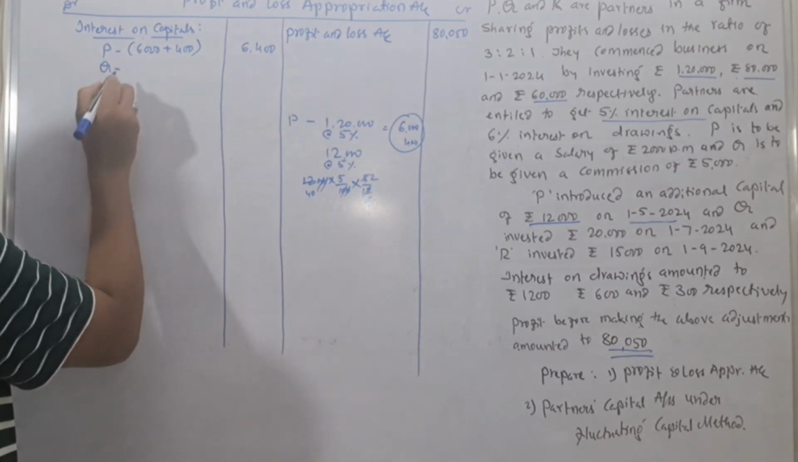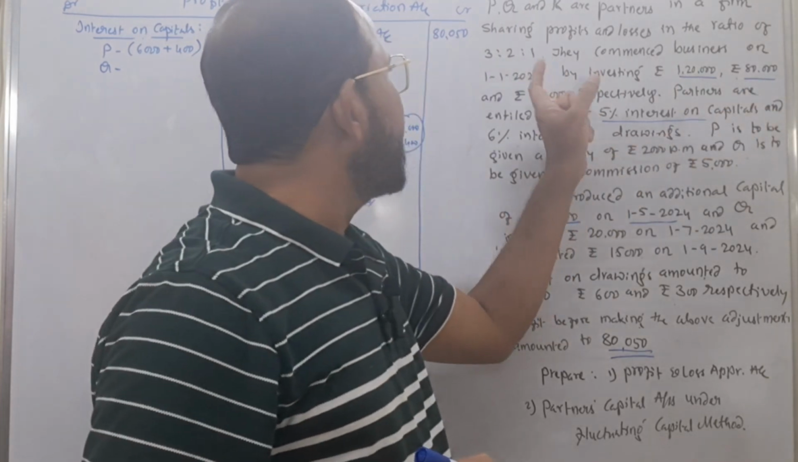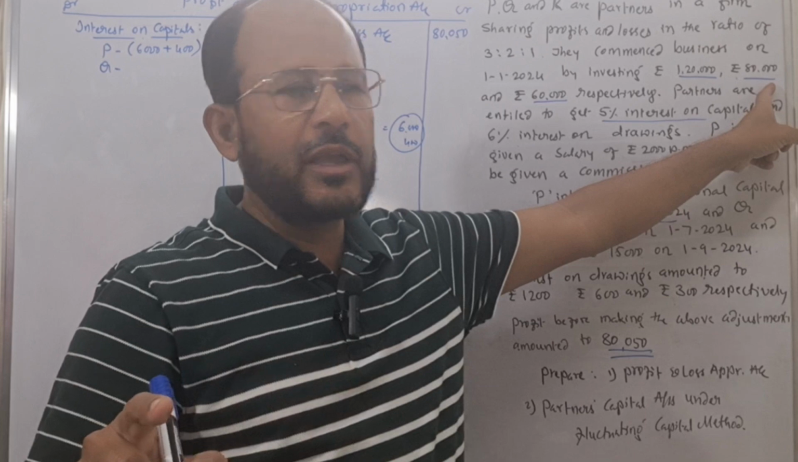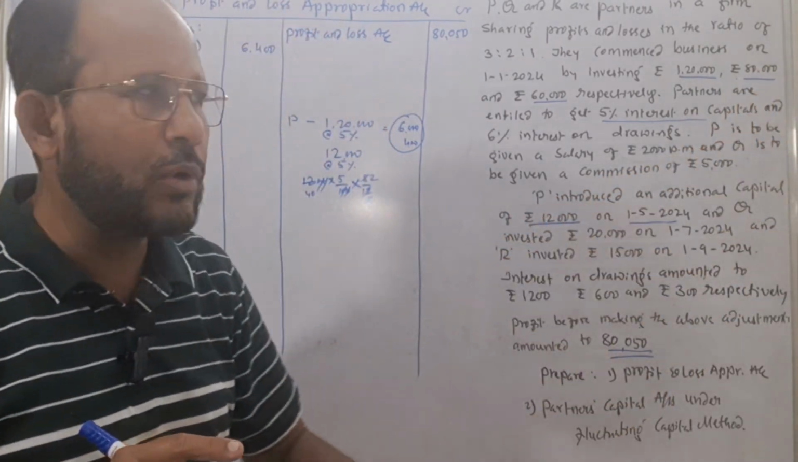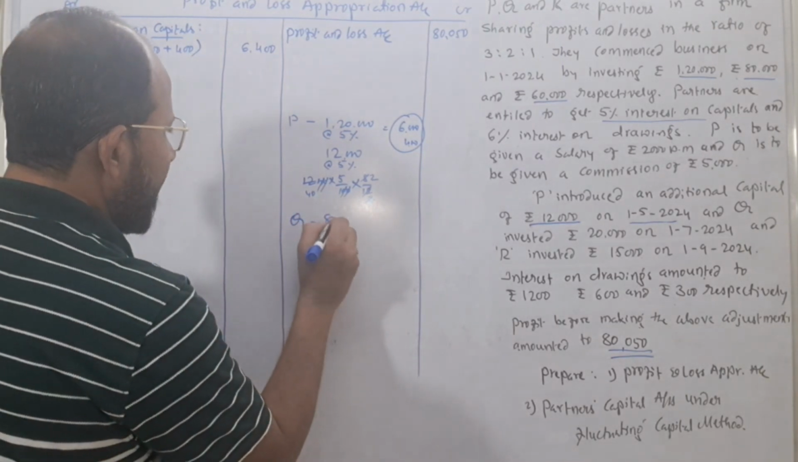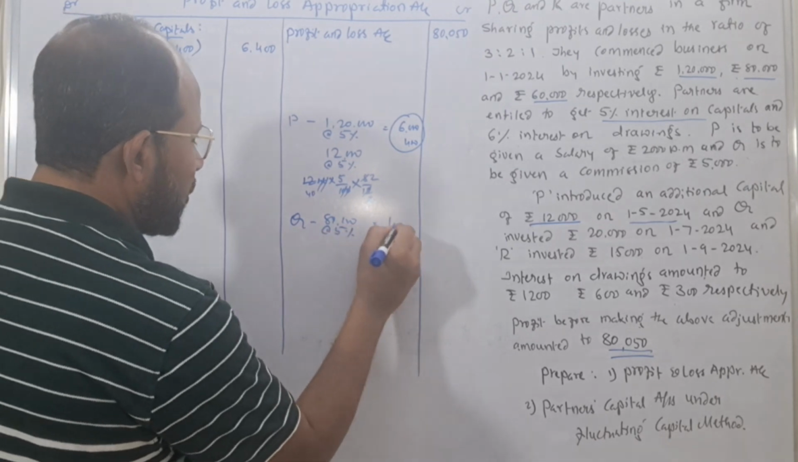Next one is Mr. Q invested rupees 80,000 on 1st January 2024 and this amount was used in the business for the whole year. That is why we need to calculate at 5% on 80,000 for the whole year. That is why it comes to how much? See, in case of Q, 80,000 is invested. At 5% it comes to rupees 4,000.